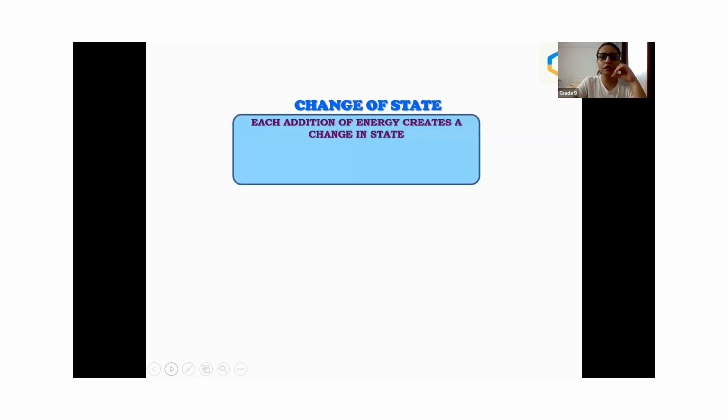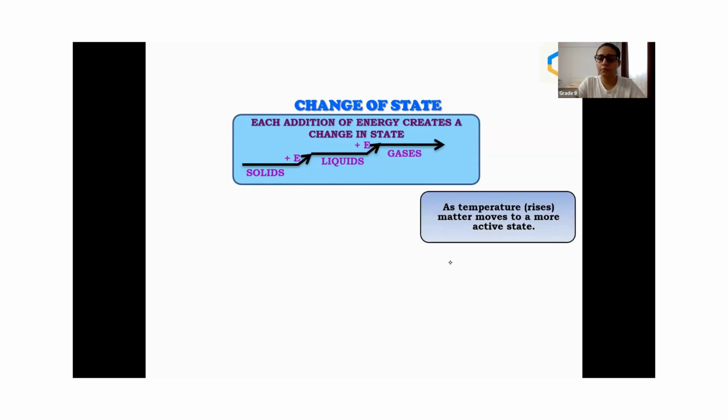Each addition of energy creates a change in state. Solid to liquid. When we provide this, E means energy. So when we provide energy to the solids, they will change into liquids. When we keep on heating or giving energy to the liquids, or you can say the temperature, it will also change into vapors or gases. So each addition of energy creates a new state of matter. As temperature rises, matter moves to a more active state.